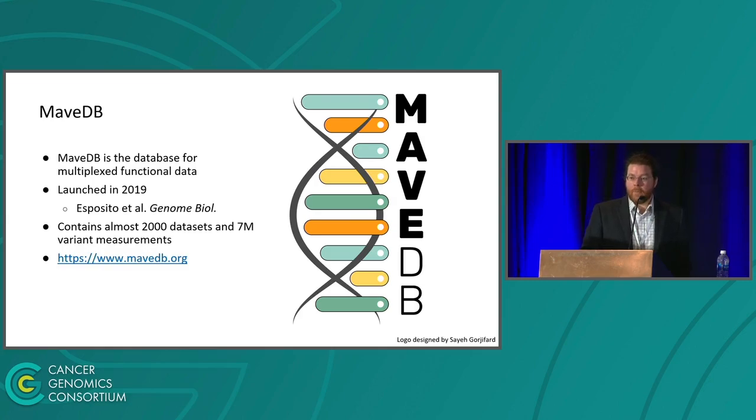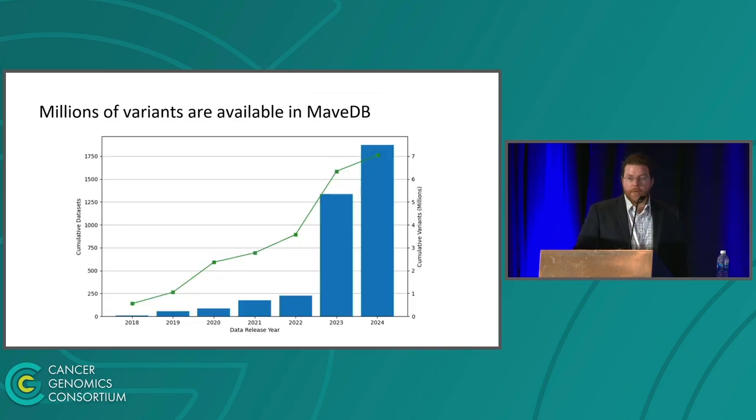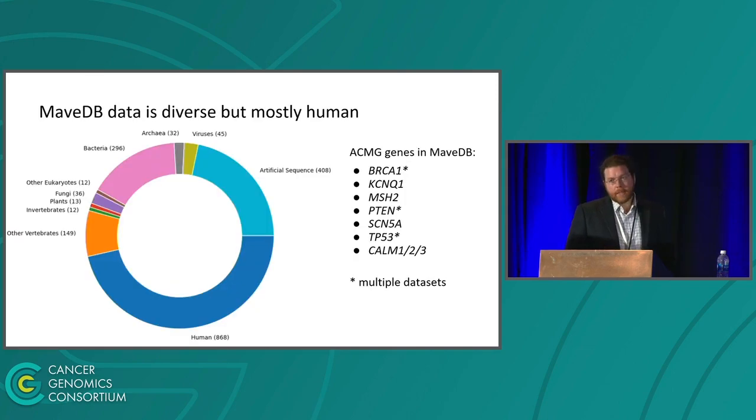We now have a lot of people who are depositing their data to us directly at publication time or pre-publication. We now have almost 2,000 data sets and 7 million variant effect measurements. So here's a plot of the growth over time. The green line is the number of data sets, which is defined as an assay that was done on a target. And the blue bars are the cumulative number of variants. This 2024 bar is as of, I think, the end of May this year. So we're definitely not leveling off. There's still a lot of variants that we're hoping to capture. The data is diverse, but it's mostly human.